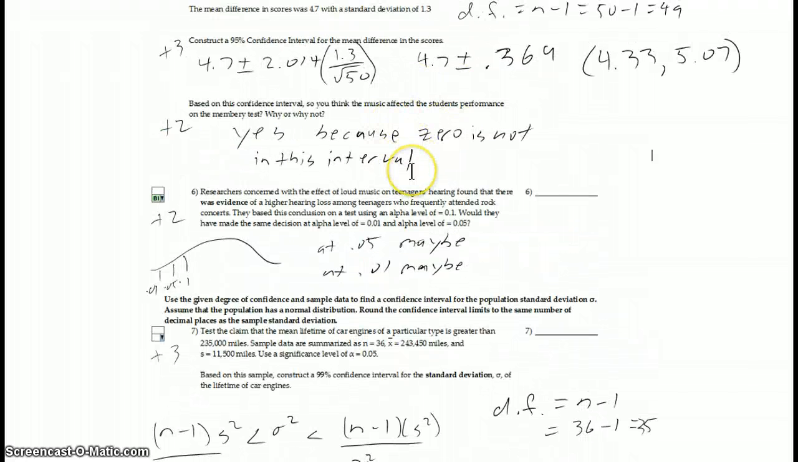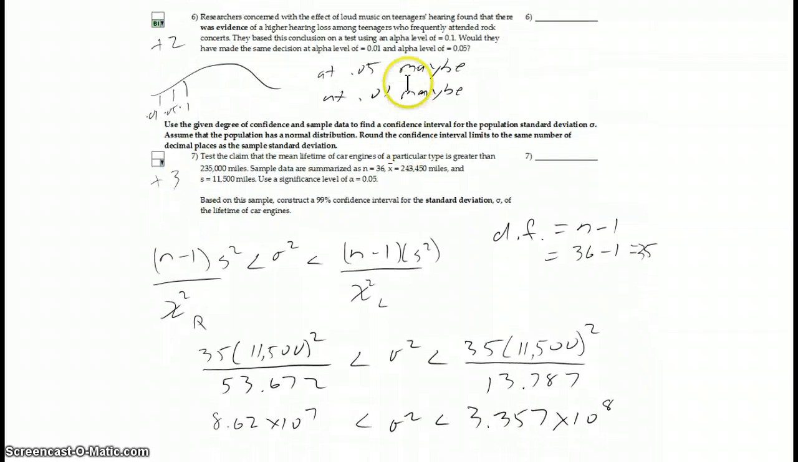So we would be 95% confident the true mean difference is between 4.33 and 5.07 points, which would show, yes, there's a significant difference because 0 is not close to even being in there. So that confidence interval says it's effective, or that there's an association between listening to music and improved scores.